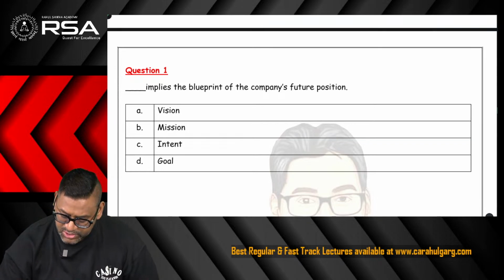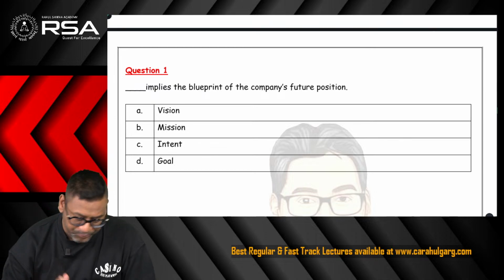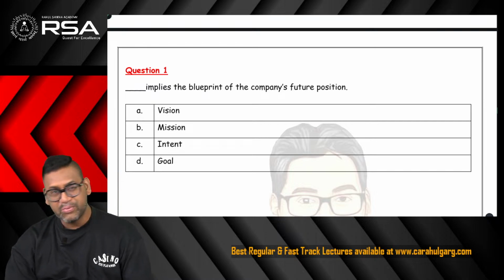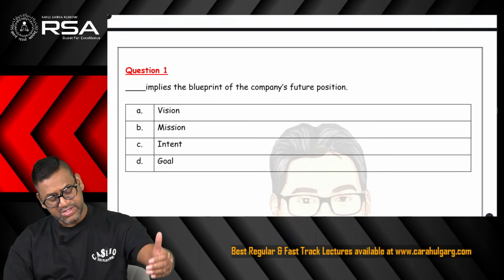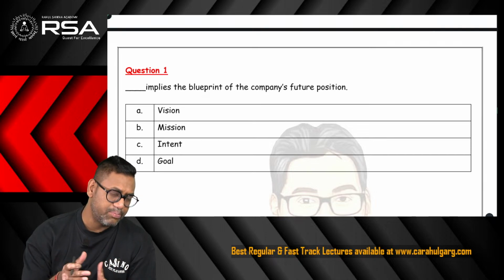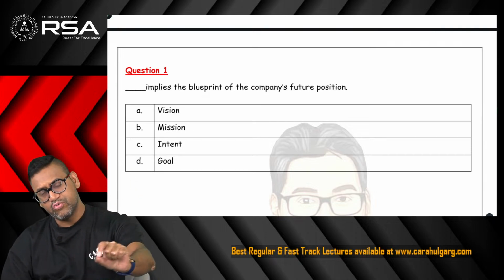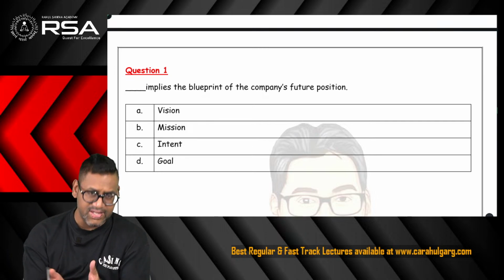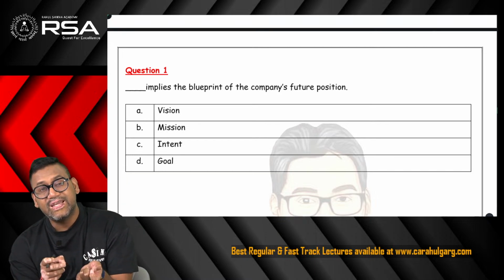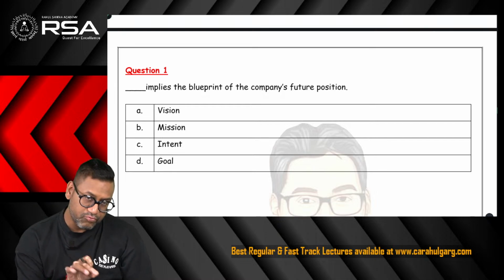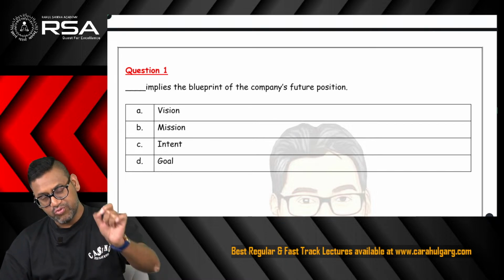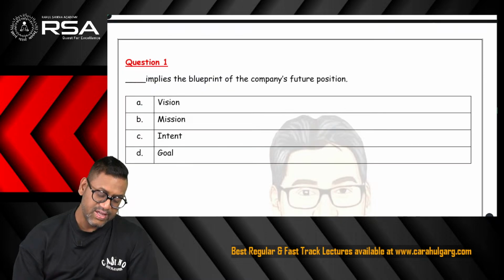Okay, the first question which comes for us is here. It says dash implies the blueprint of the company's future position, right? The options given are vision, mission, intent, and goal. Now, when this type of question comes in the descriptive part, explain about the mission or write a few sentences about the vision, it is very easy, because obviously we will be writing what we know, and we will not be writing something which is confusing to us. But we cannot save our skin in the MCQ. If the question is giving the particular line and there is a fill in the blank, we should be well versed with the concept. So it says dash implies the blueprint.